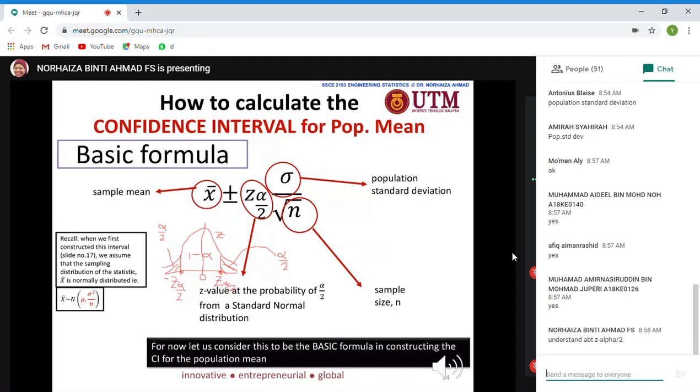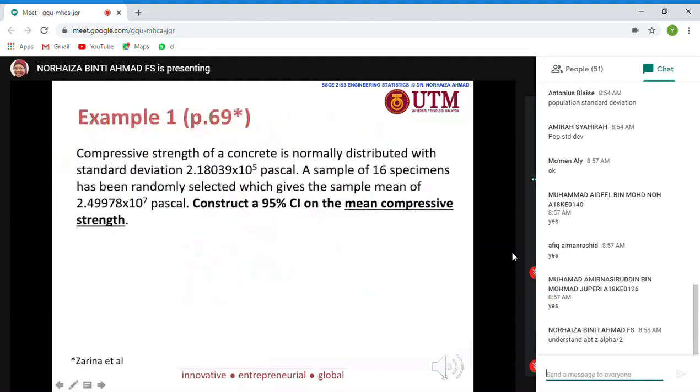Okay, I'll move on. So let's look at an example. The compressive strength of a concrete is normally distributed with a standard deviation of 2.18 times 10 to the 5 Pascal. A sample of 16 specimens has been randomly selected, which gives the sample mean of 2.499 times 10 to the 7 Pascal. Construct a 95% confidence interval on the mean compressive strength.